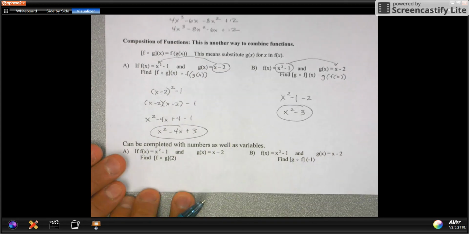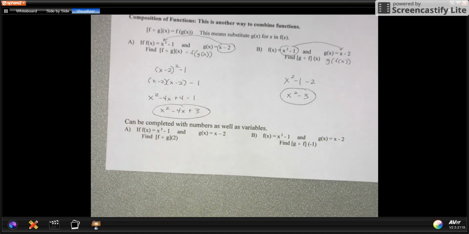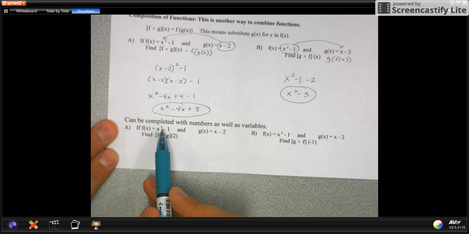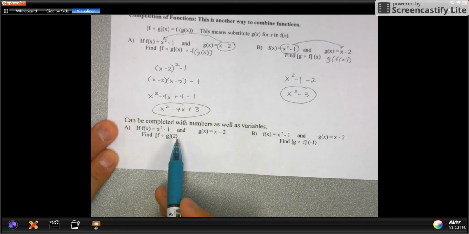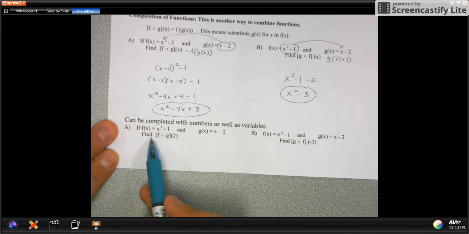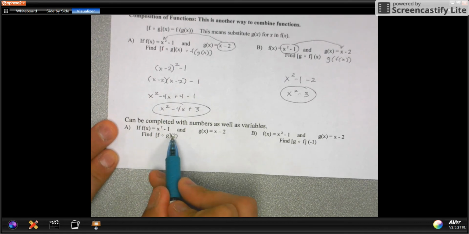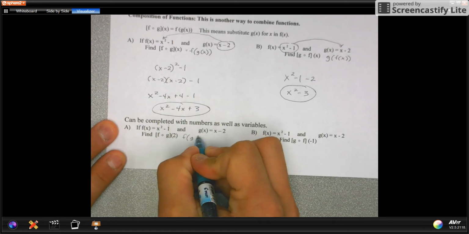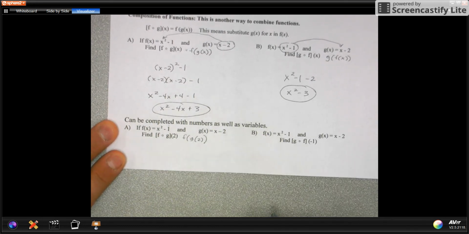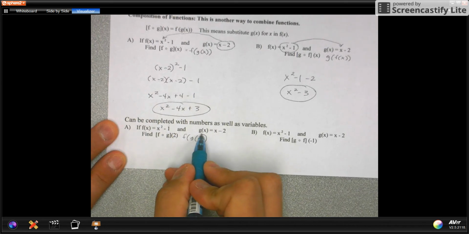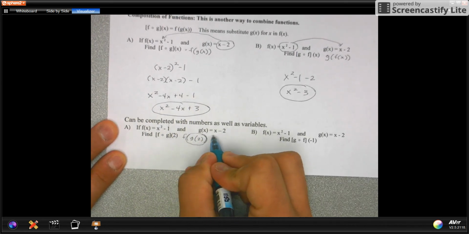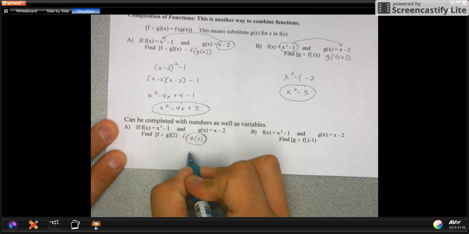This can also be completed with numbers as well as variables. You'll notice the operations I just cut and pasted are the exact same. My functions have not changed. All I'm doing now is instead of working with variables, I'm working with numbers. So again, I can write this as f of g of 2. The easiest thing, I think, is to evaluate g of 2 first.